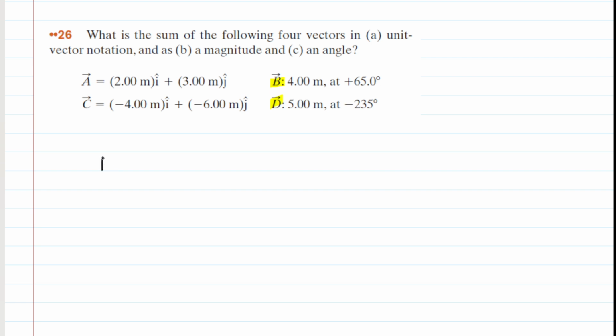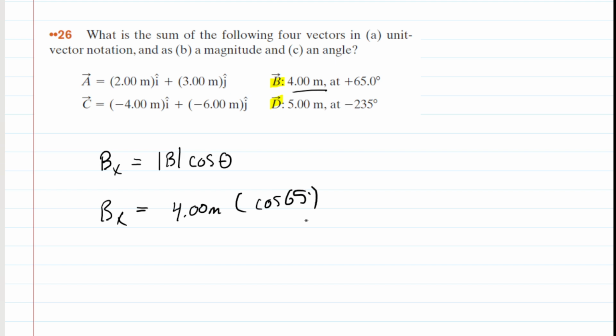Let's say that we wanted to find the x component of vector B. Then all we need to do is take the magnitude of vector B, which is given, and then multiply that by the cosine of the given angle. So for example, vector B has a magnitude of 4 meters, and then we'll multiply that by the cosine of the given angle. Now when you do this, just make sure that your calculator is set to degree mode. So let's go ahead and calculate this. And we end up getting the x component for vector B as approximately 1.69 meters.